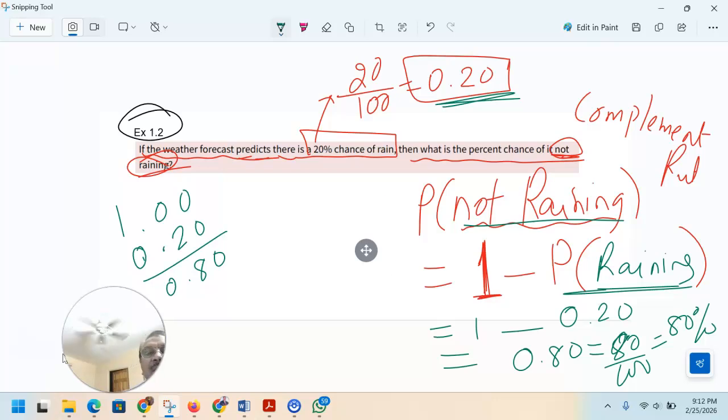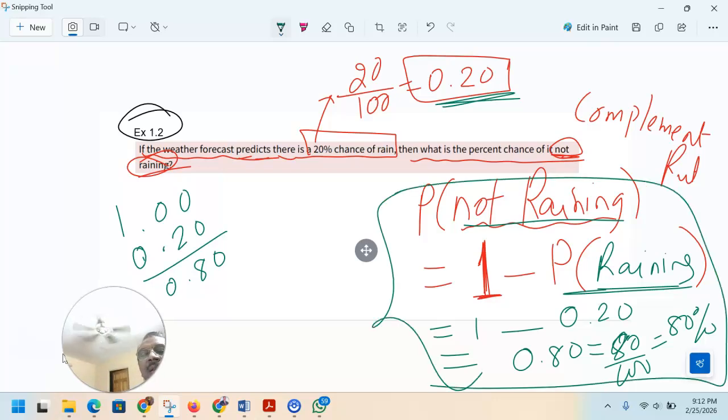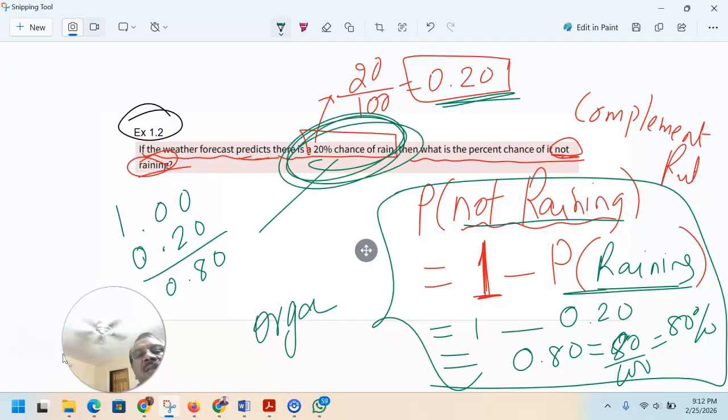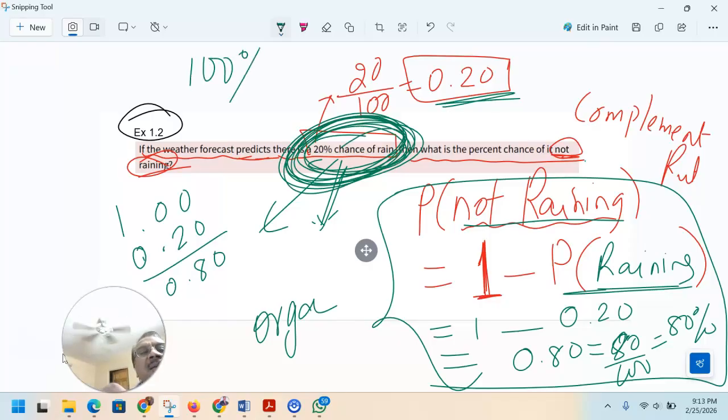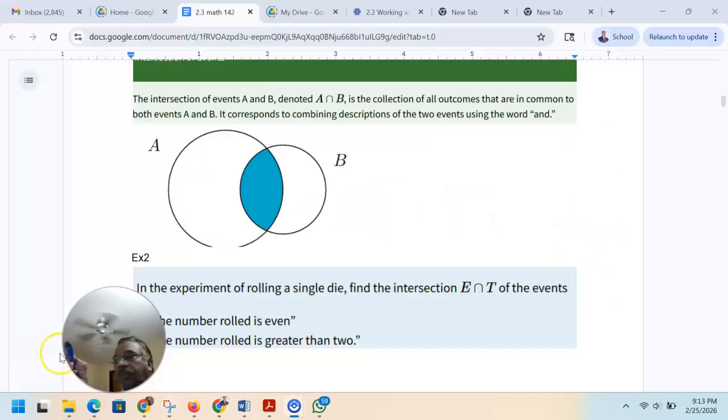So basically, without even doing this work, I'm just showing this to show how it works. But saying there is a 20% chance that it's raining is as good as saying it is 80% not raining. If you say 20% raining, that means out of 100% together, from 100% you take away 20%, and common sense, it is 80% not raining. See, that's all that means. Let's go to the next one.